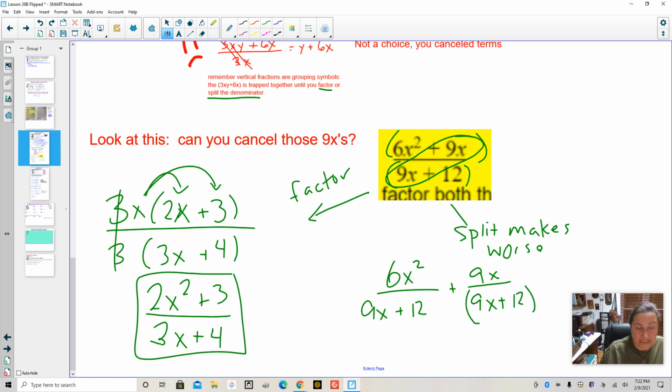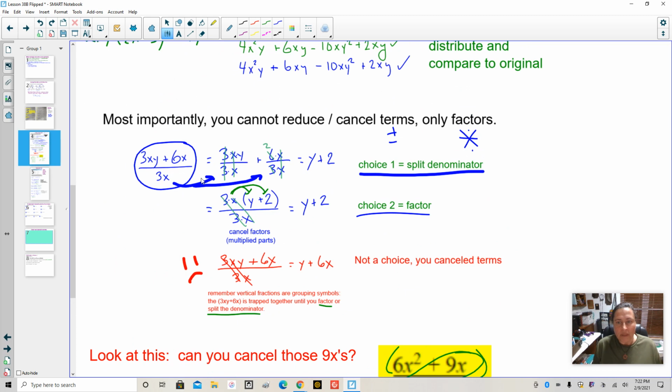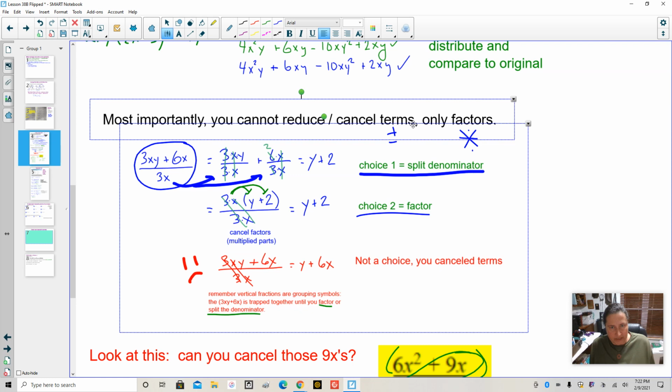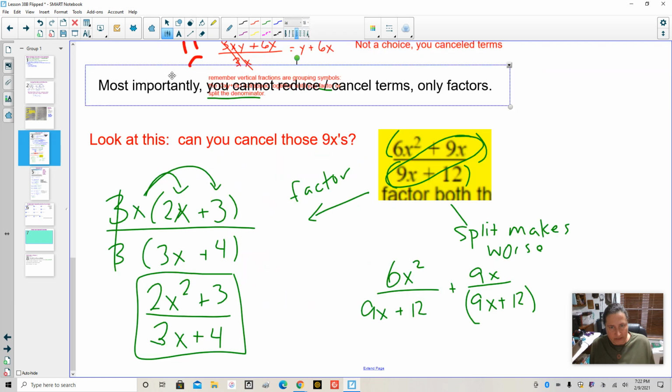Splitting makes it worse. Factoring allowed me to take a 3 out of all 4 terms: the 6x squared divided by 3, the 9x divided by 3, the 9x divided by 3, the 12 divided by 3. But I cannot start pulling out things that are added and subtracted. You can't cancel terms, only factors. So I'm going to steal this again just so that it's in the notes. Most importantly, there's my tips and tricks.